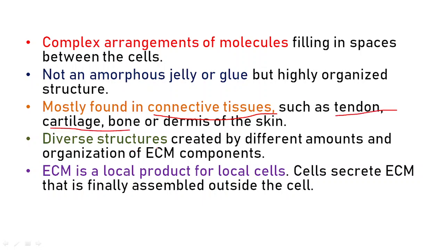Diverse structures are created by different amounts and organization of ECM components, and these diverse structures have different functions. ECM is a local product for local cells. Cells secrete ECM that is finally assembled outside the cell. The local cells produce ECM for their own cells. It is not transported from other sites.